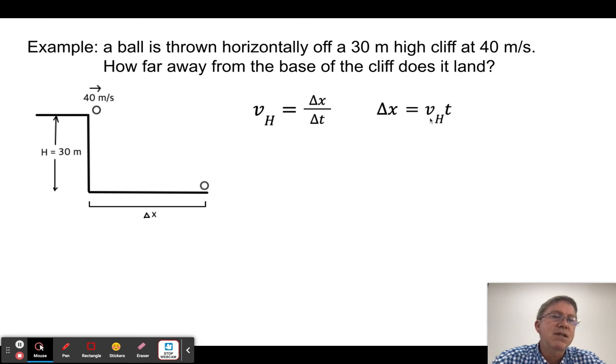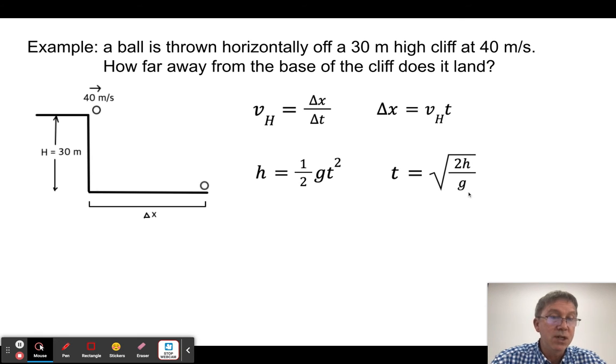All right. So I can rewrite this equation. Let's say delta x equals horizontal velocity times time. But now I've got to figure out what time is. So here's what I know. I can use delta x equals 1/2 at squared. So I can say height equals 1/2 gt squared. And I simply want to solve that for t. So t is equal to the square root of 2h over g.